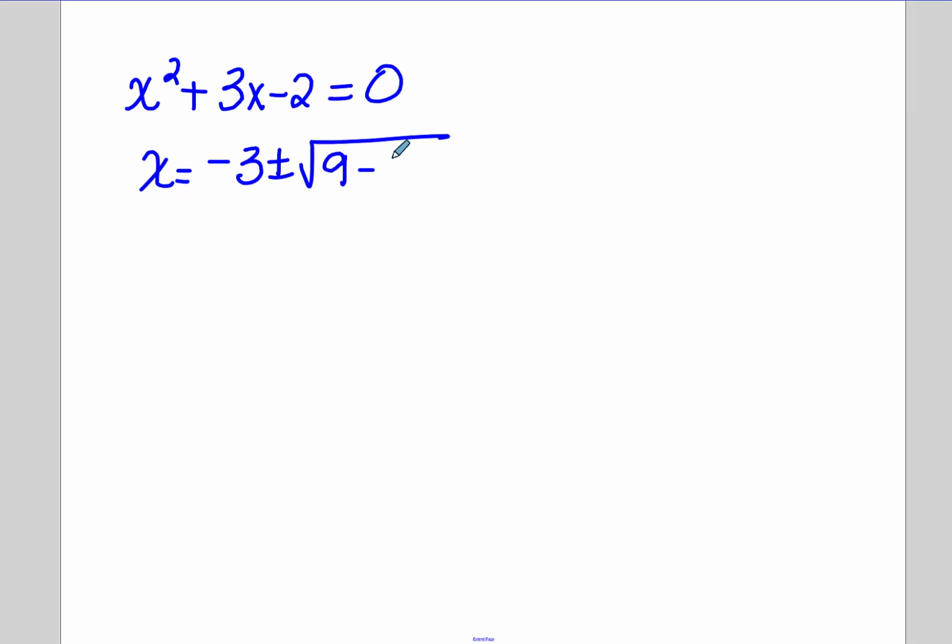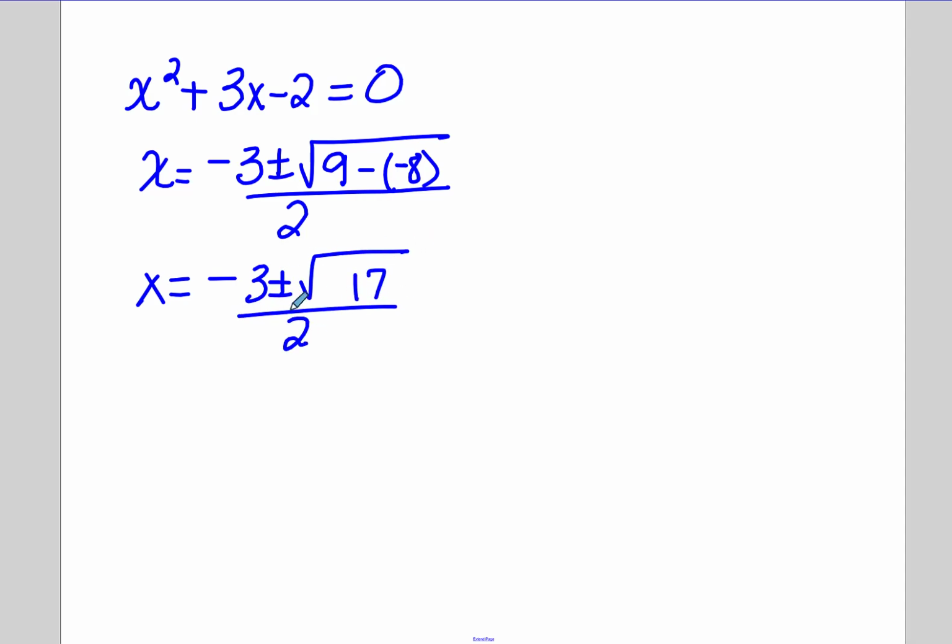If it's x squared plus 3x minus 2, and that won't factor, I can use the quadratic formula: opposite b plus or minus the square root of b squared minus 4ac, 4a times negative 2, that would be 8, all divided by 2a. So my x intercepts are going to happen at negative 3 plus or minus the square root of 17 over 2. Jumping into a calculator, one of them is going to be negative 3.56, and the other zero is going to be positive 0.56.